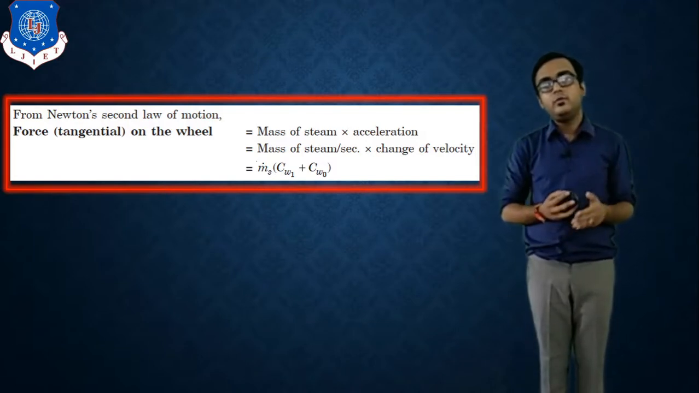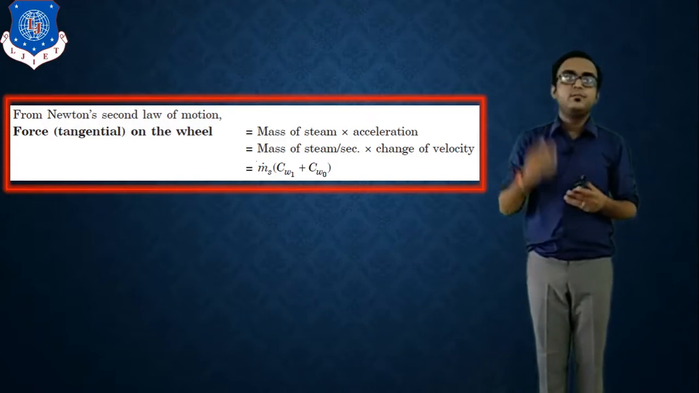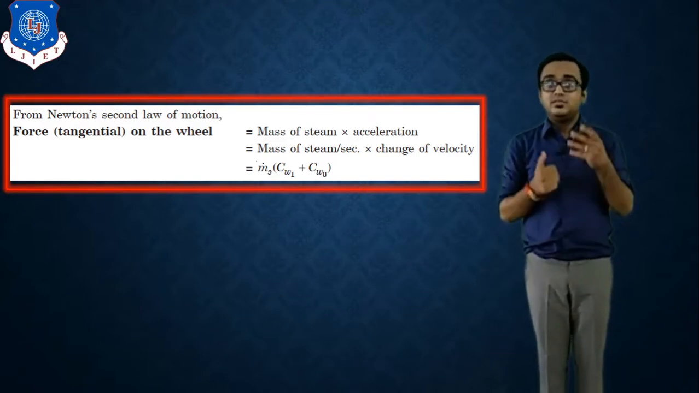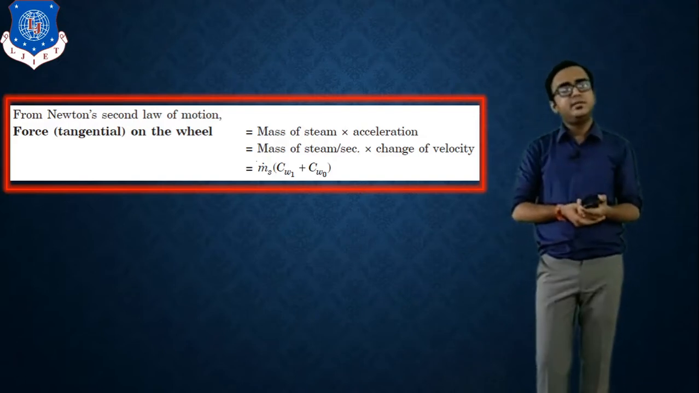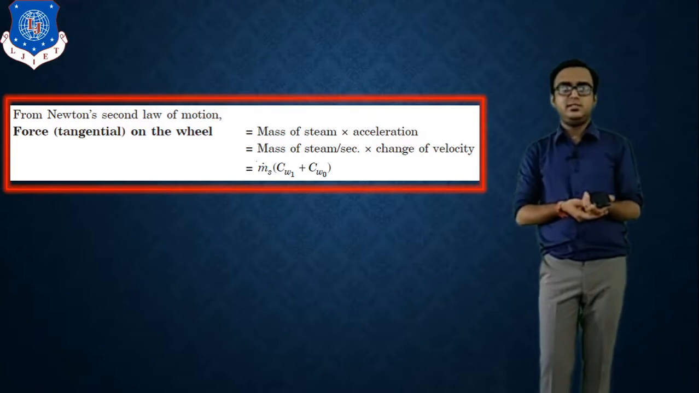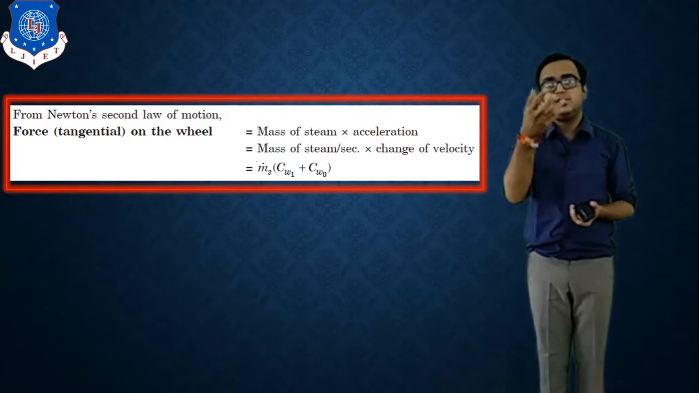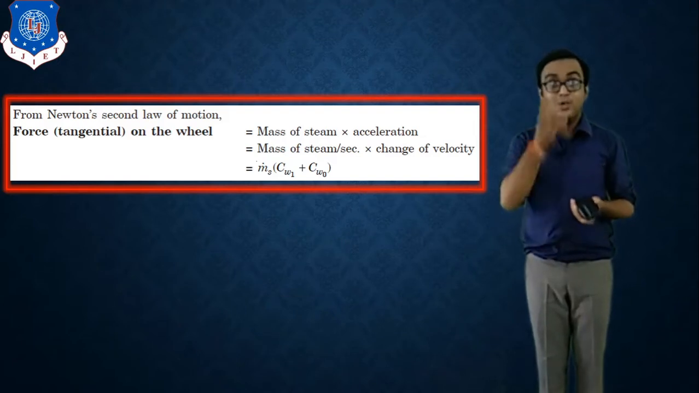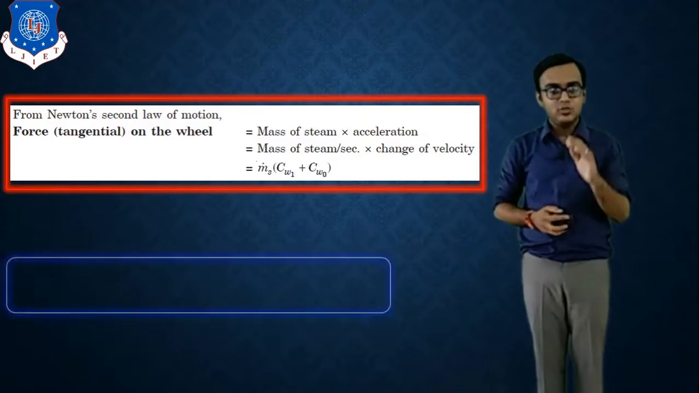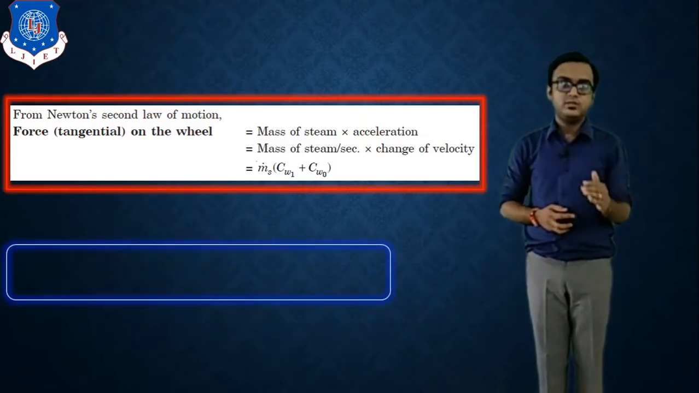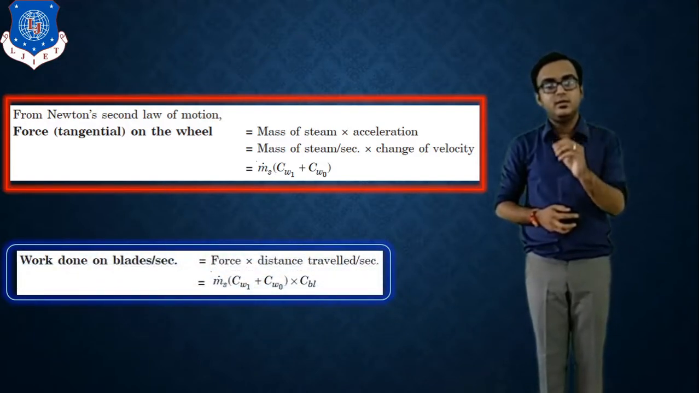Before going toward the work done per second, just tell me, what do you mean by work done? You can say work done is the product of force multiplied by displacement. Now what about work done per second? Work done per second is force multiplied by displacement divided by time. Displacement by time is nothing but the velocity. So work done per second is nothing but force multiplied by velocity.